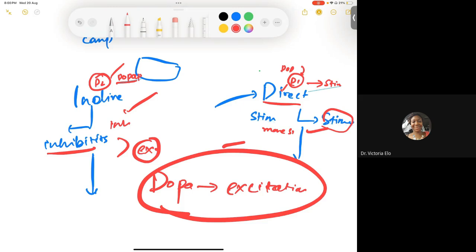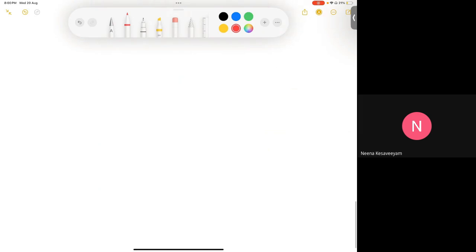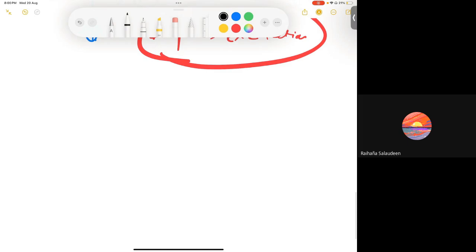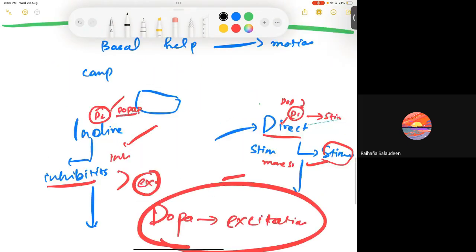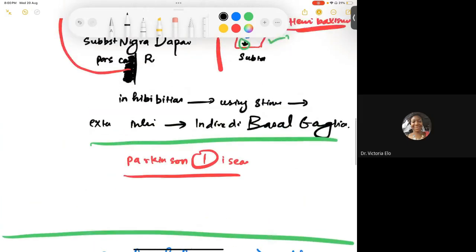Is it clear? It's like a double negative, right? Inhibiting an inhibitory pathway means that double negative. Okay, so let's discuss. In the direct pathway, at which level does the dopamine act? Because we've been mentioning glutamate, GABA.